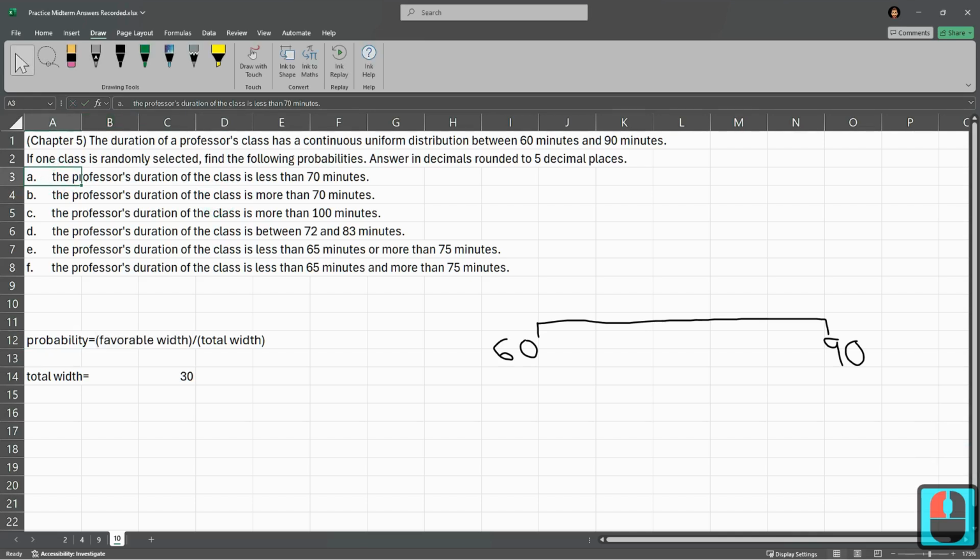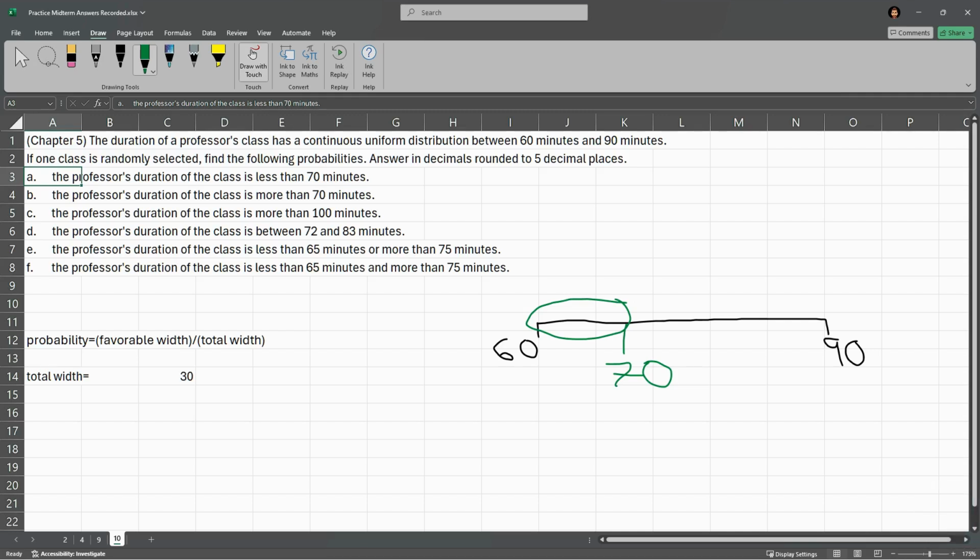Part A, duration is less than 70. So I'm going to use the green pen here to mark on this, and I'm going to delete it after I'm done with each part. So I recommend you keep this on a separate piece of paper and just redraw this interval several times for each different part. So where is 70 on this interval? It's between 60 and 90, so it's right about here. So less than 70, that is this part of the interval right here. So that's the favorable width.